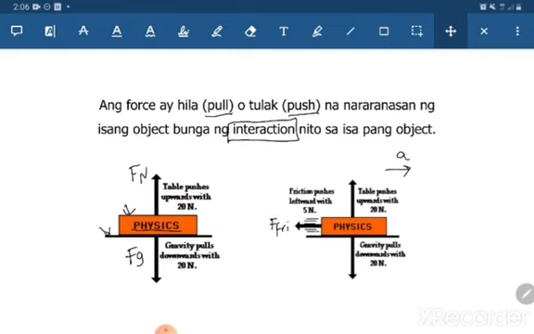Ngayon, kapag tinulak natin tong book to the right, kaya siya nag-accelerate to the right, pwede ulit siyang makaranas ng isa pang uri ng force, which is this one. The 5 newtons that you're seeing here. This is the frictional force, opposite the direction of the motion of the object. Again, this frictional force is the interaction also between the moving book and the surface kung saan siya gumagalaw.